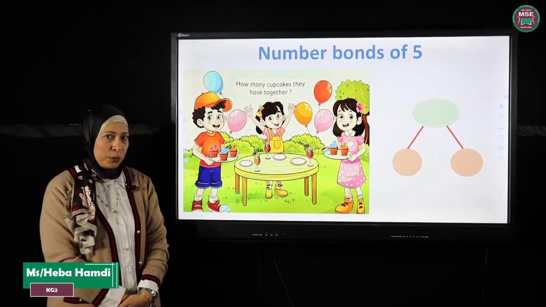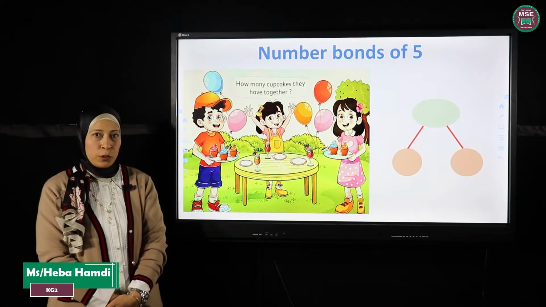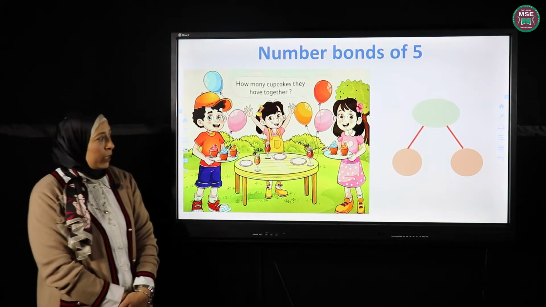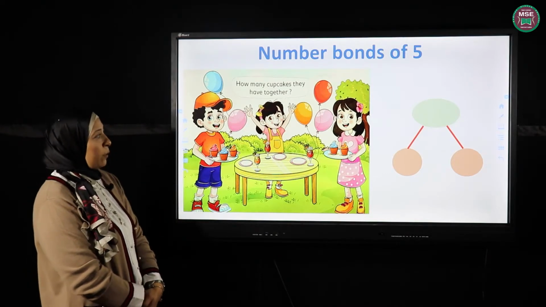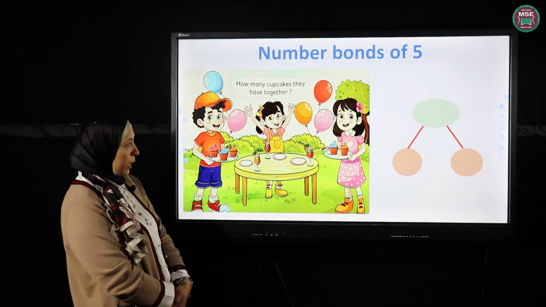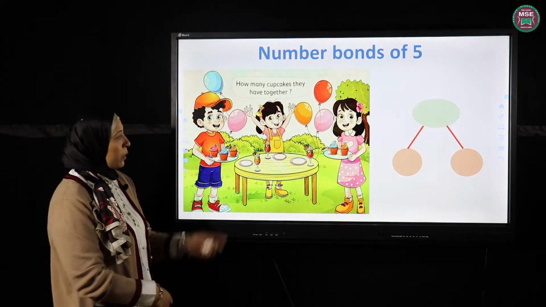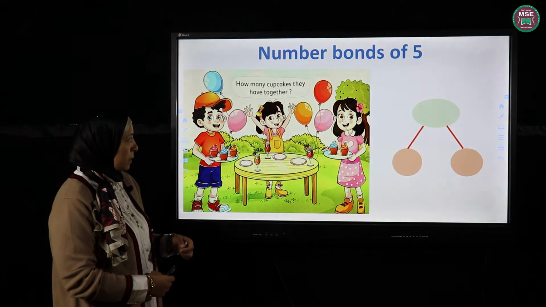Good morning, KG2. Today we're going to be studying number bonds of 5. I want you all to look here on the screen. Can you see the party? Okay, we have 2 girls and a boy. I want you to look at the boy and the girl that are holding the cupcakes.